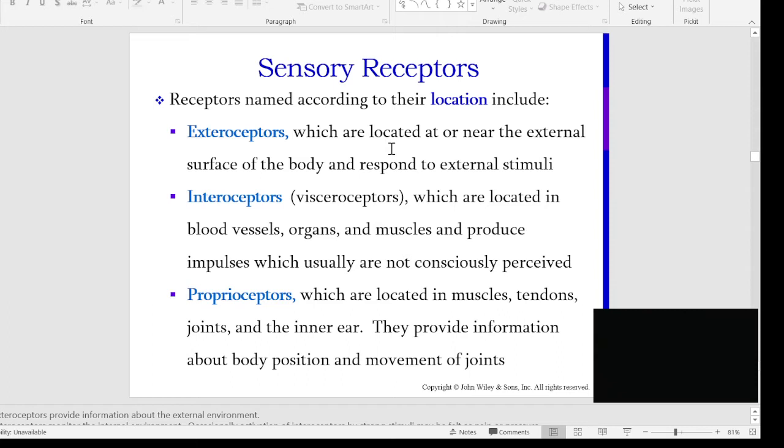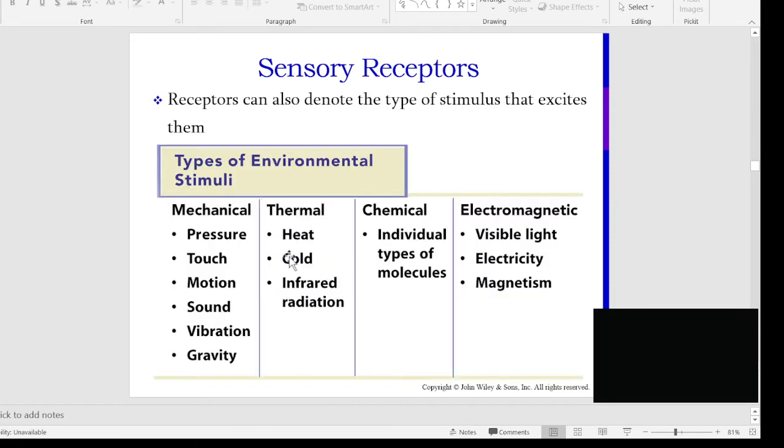We have visceroreceptors that is in visceral organs. And proprioceptors that is in muscles. So these are the types, no? Environmental. So you have your mechanical. So you have pressure, touch, motion, sound, vibration, gravity. These are the type of stimulus na gina-detect sa mechanical receptors or mechanoreceptors. Sa thermoreceptors, heat, cold. So infrared radiation, heat. Sa chemical, you have here mga changes sa molecules.